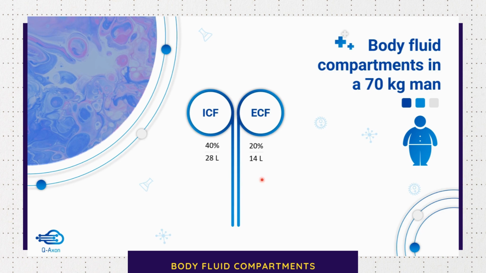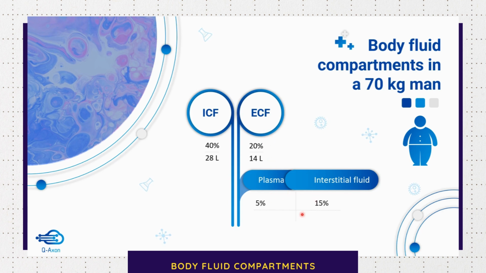Now ECF is further divided into plasma and interstitial fluid. So how much will be present in plasma and interstitial fluid? We said that 5% of the body weight is plasma and 15% is interstitial fluid. So let's calculate. 5% of 70 kg will come to 3.5 liters, and then 15% of 70 kg will be 10.5 liters.